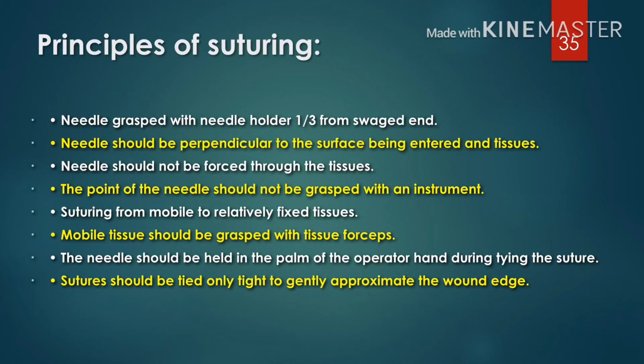Suture from mobile to relatively fixed tissues. The mobile tissue should be grasped with tissue forceps. The needle should be held in the palm of the operator's hand during tying of the suture. Sutures should be tied only tight enough to gently approximate the wound edges.